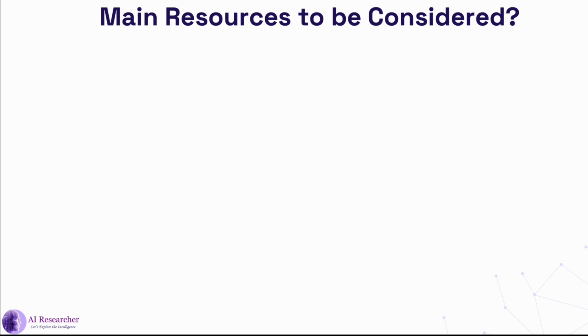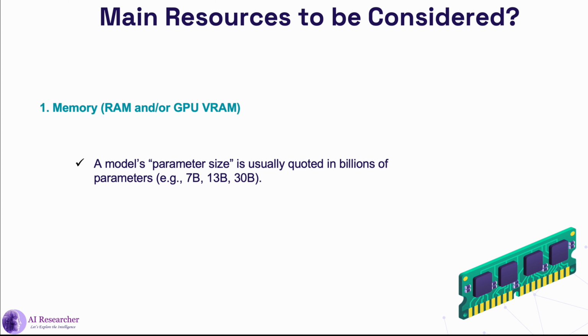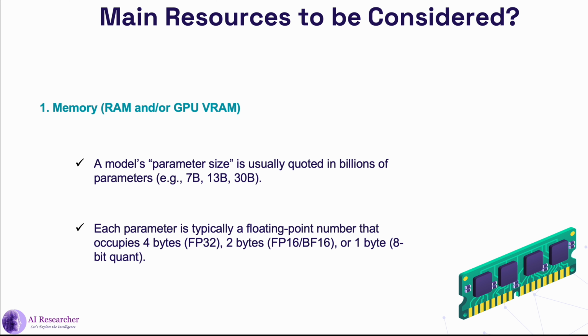Now let's move on to the main resources to be considered for running a large language model locally. First thing is memory, RAM or VRAM. As we know, large language models are measured by parameter count, right? And a full precision model might require huge memory. For example, a 13 billion parameter model may require 30 gigabytes plus of memory, and for that quantization is used. Quantization actually reduces the memory of the parameters. So if you are using GPUs, please make sure that you have sufficient VRAM to load any large language model.